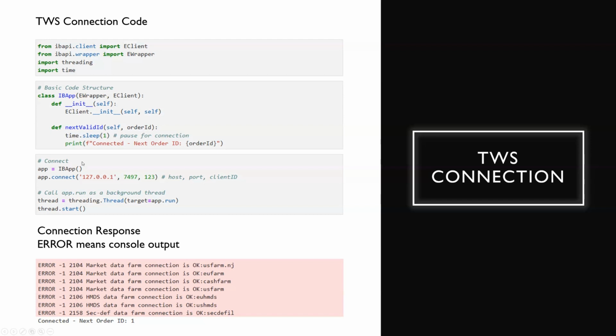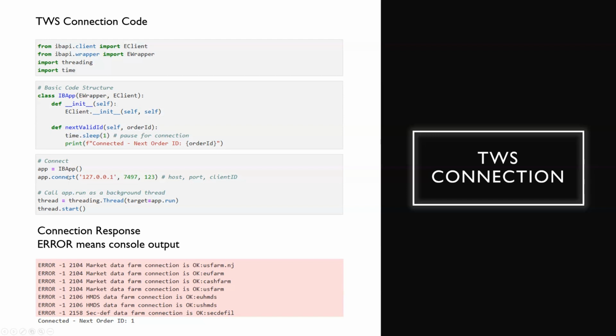This is my class implementation where I implement these two helper classes from the IB API, EWrapper and EClient. They have lots of logic that we can then just use. And so here we go. This is to make a connection. I create an instance of my class IBApp, and now I can call the connect method.